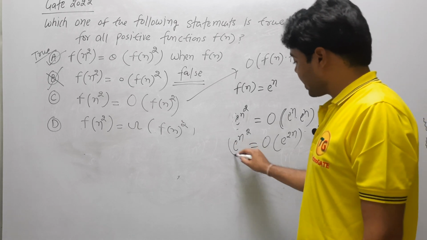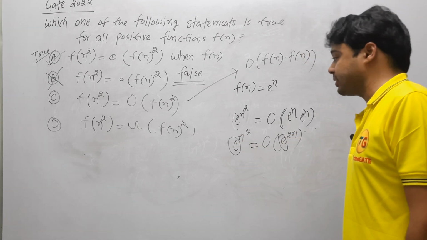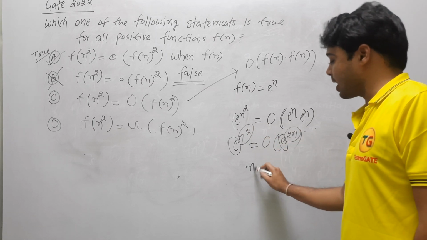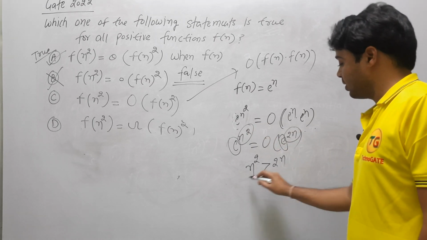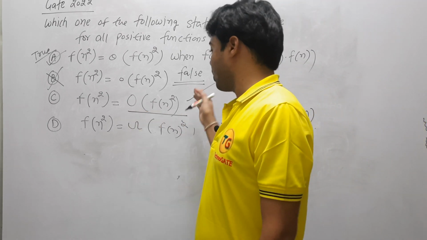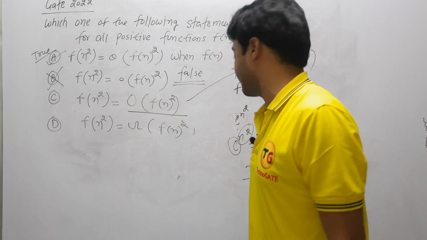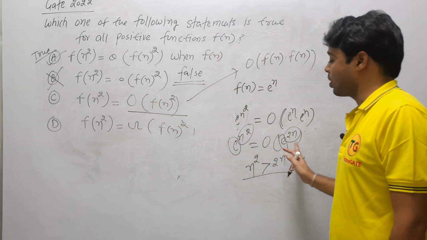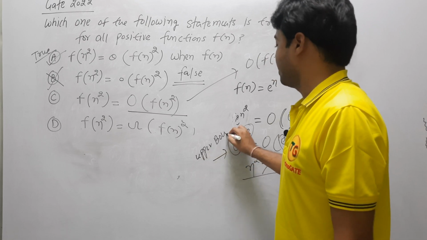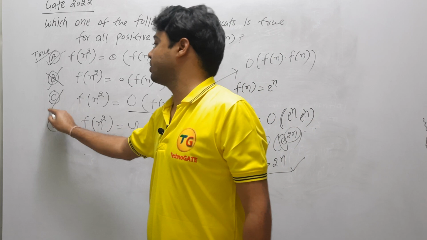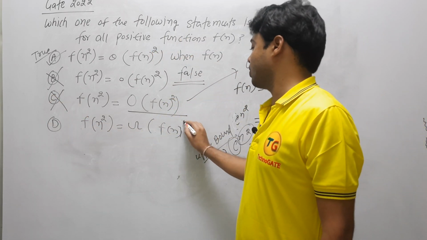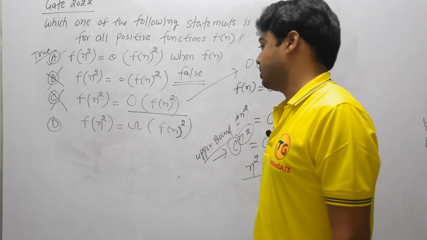Okay. Whenever the bases are the same, then the power decides. Here the power is n square, here the power is 2n. Which one is greater? N square is greater than 2n. So this must be an upper bound for correctness, but here this is not an upper bound. This is a lower bound, and this one is the upper bound. So C is false. C is the false one here.